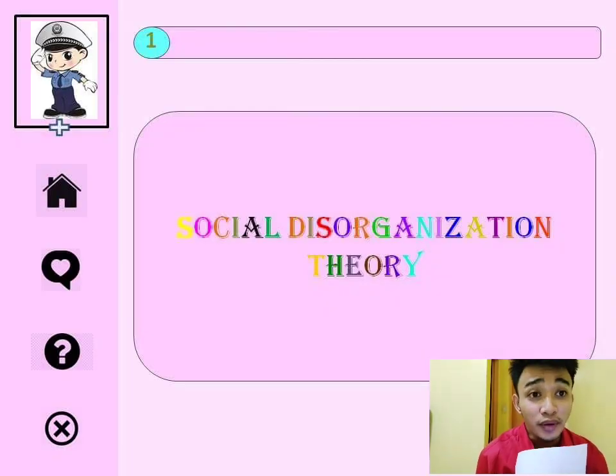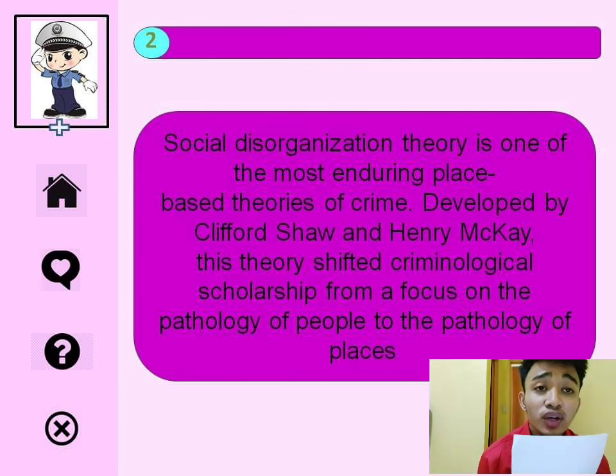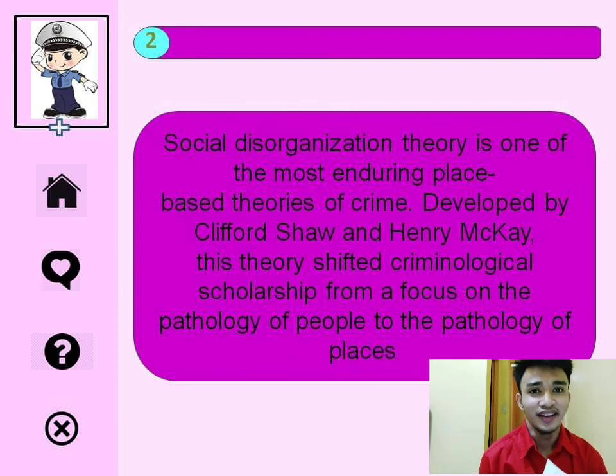Now, what puts on your mind first when you hear the Social Disorganization Theory? Anyone? Okay. Social Disorganization Theory is one of the most enduring place-based theories of crime, developed by Clifford Shaw and Henry McKay. This theory shifted criminological scholarship from a focus on the pathology of people to the pathology of places. Meaning, what is that? Means pathology of humans as well as the pathology of the area.